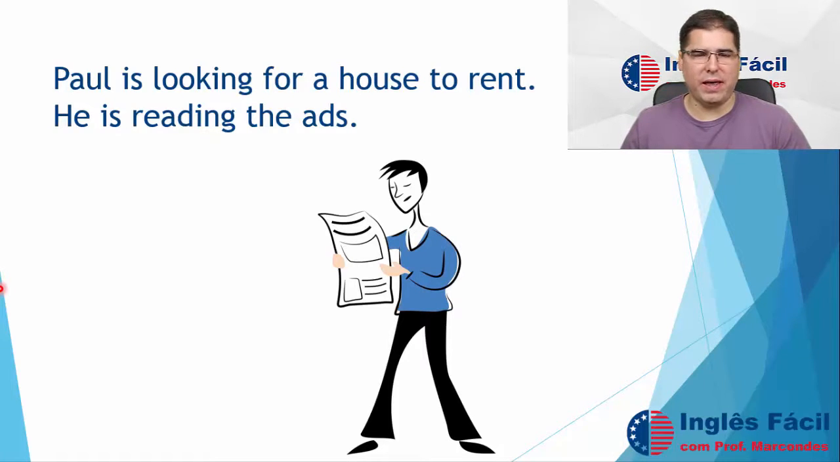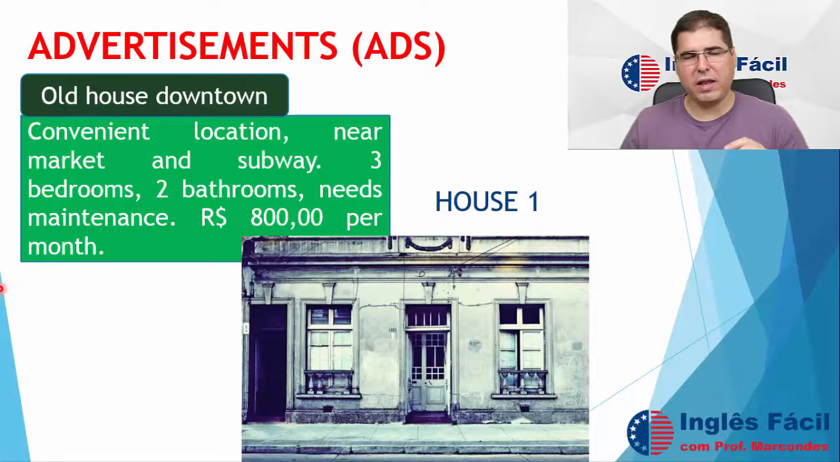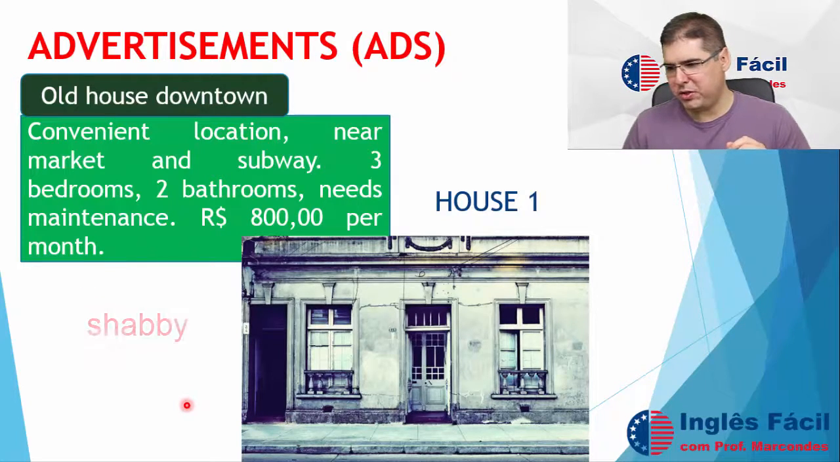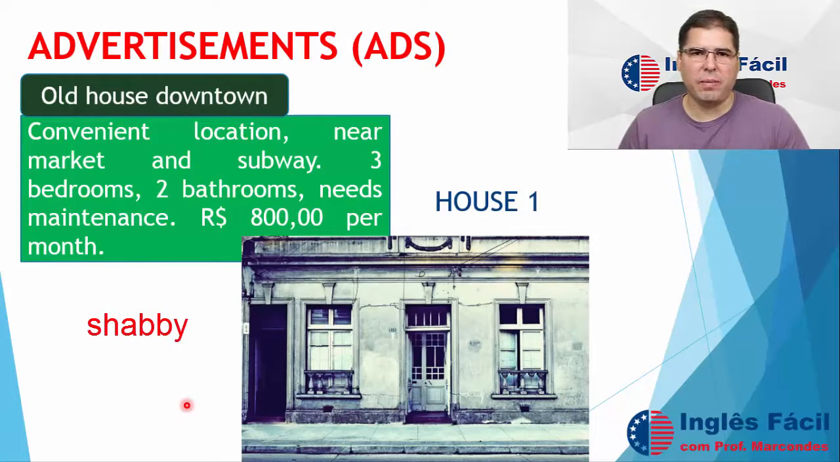He's reading the ads. So advertisement, or ad, number 1. It's an old house downtown. Convenient location, near market and subway. 3 bedrooms, 2 bathrooms, needs maintenance. 800 reais per month. Okay, so if we look at the picture here, this house is a little shabby, right?